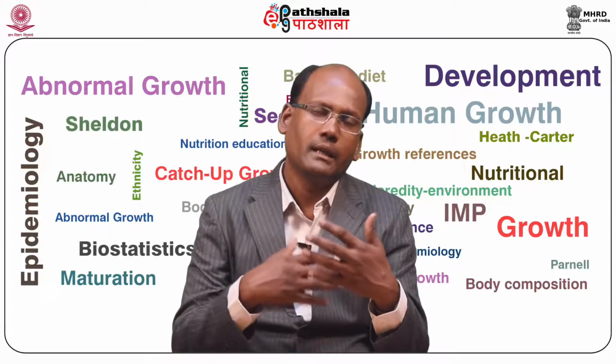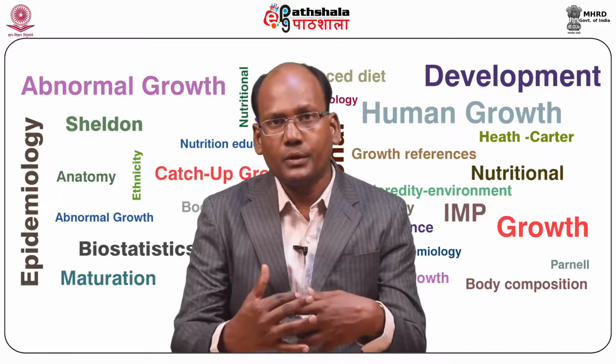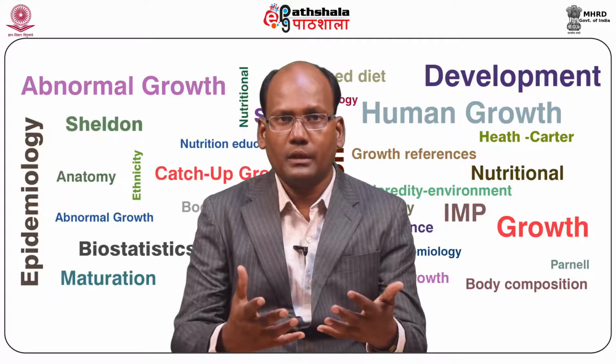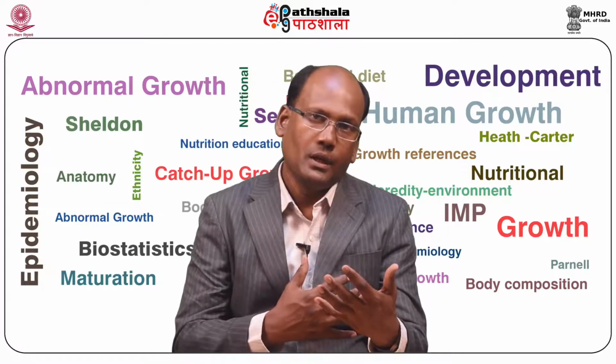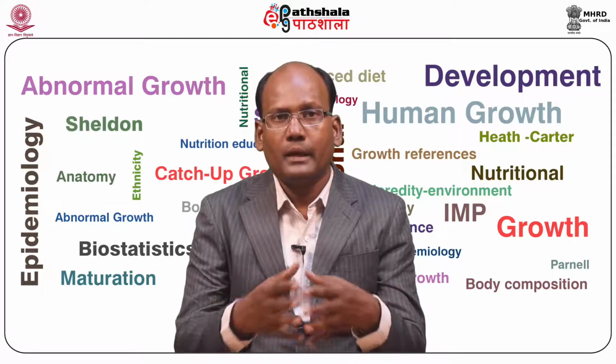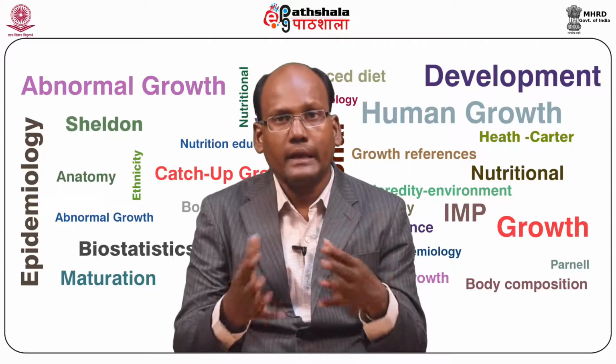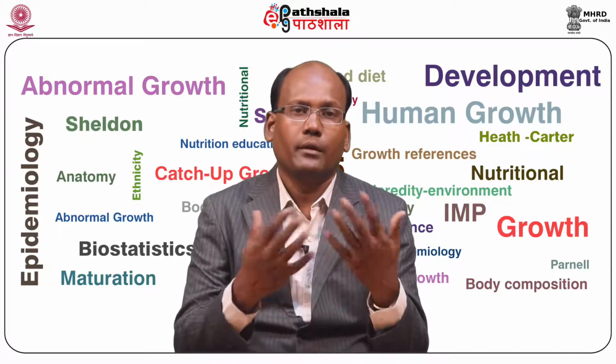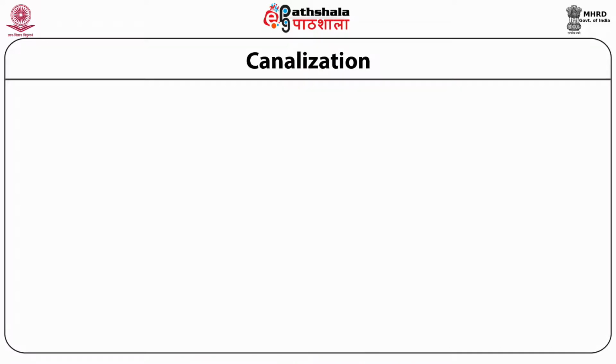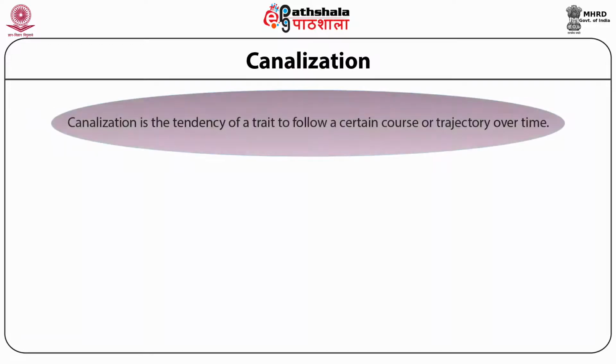Mechanism controlling catch-up growth must be able to foresee lack of growth response of a tissue, while the mechanism of checking compensatory growth reacts to the permanent loss of a tissue. Canalization. Canalization is the tendency of a trait to follow a certain course or trajectory over time.